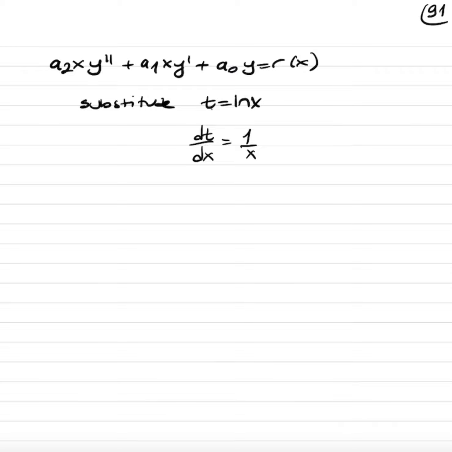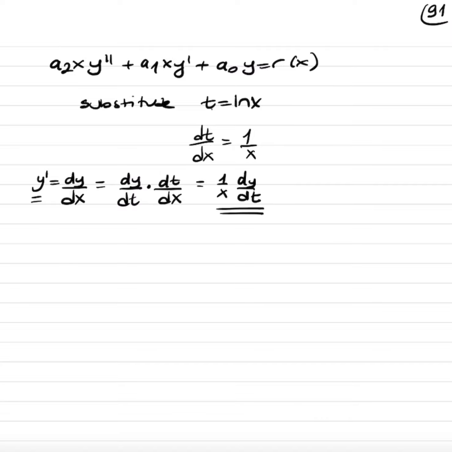So what about y prime? What are we going to put instead of y prime? We know that y prime is equal to dy over dx. So we will use the chain rule: dy over dt times dt over dx. So this is equal to 1 over x dy over dt. So when we see y prime, we will put 1 over x dy over dt.